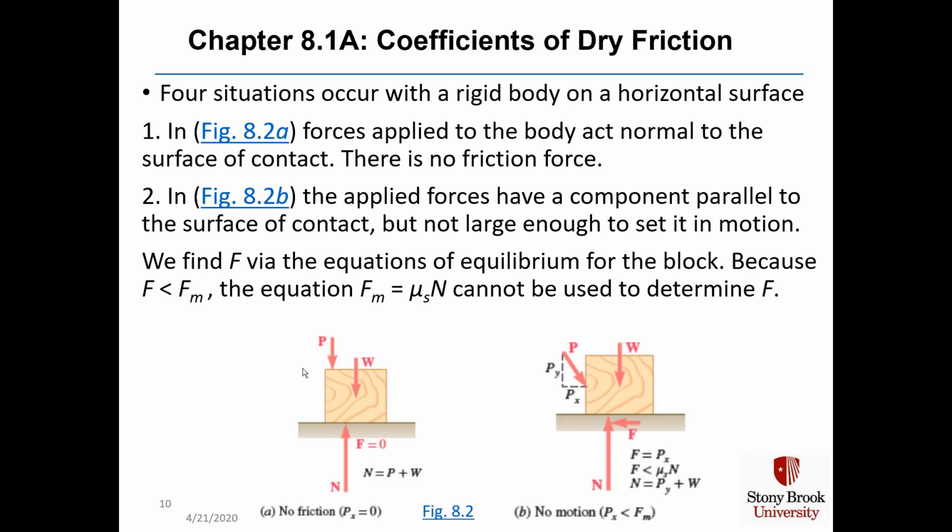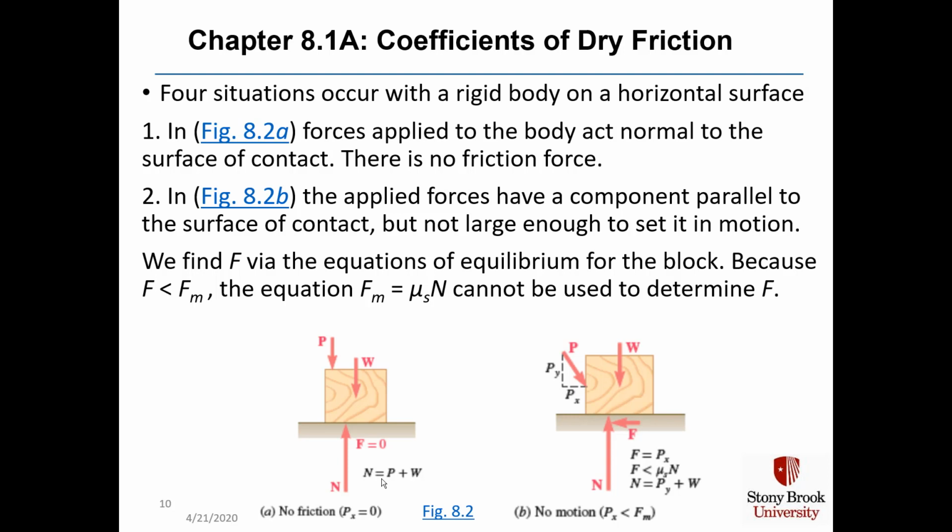Four situations occur with a rigid body on a horizontal surface. In figure 8.2a in the lower left corner, forces applied to the body act normal to the surface, and there's no frictional force. The normal force is just equal to the load P plus the weight W.